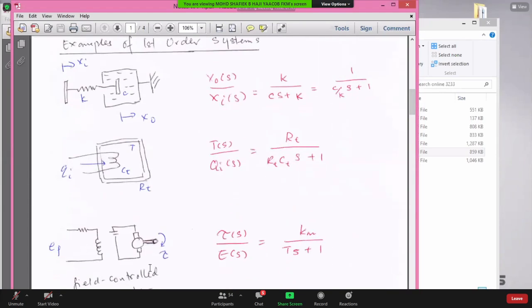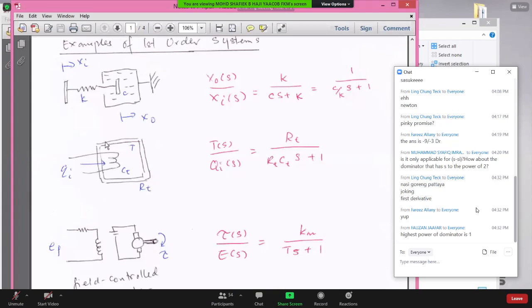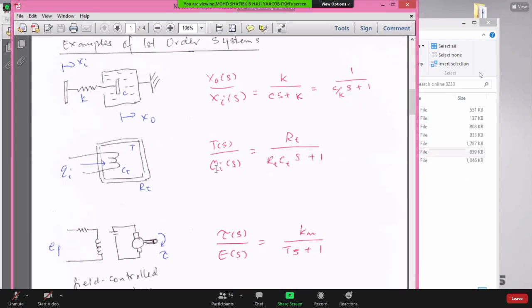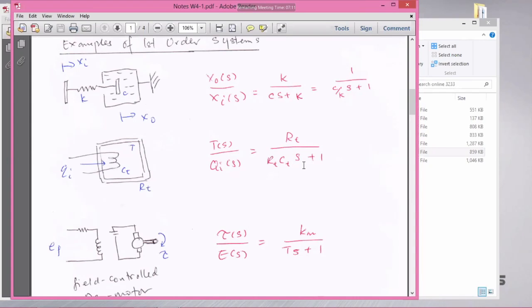Okay, these are three examples of first order system. So this is a translational mechanical system. When there's no mass, then you don't have the second derivative. So the transfer function between output xo divided by input xi is just that. So this is a first order system. The highest power of s in the denominator is 1. Here is the oven. So the temperature divided by the heat in is just that. So the highest power of s in the numerator is 1.